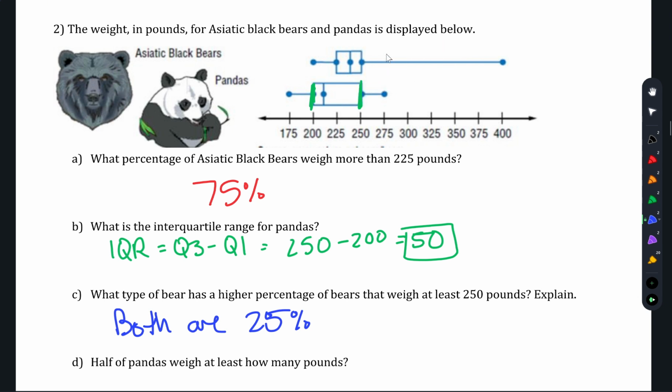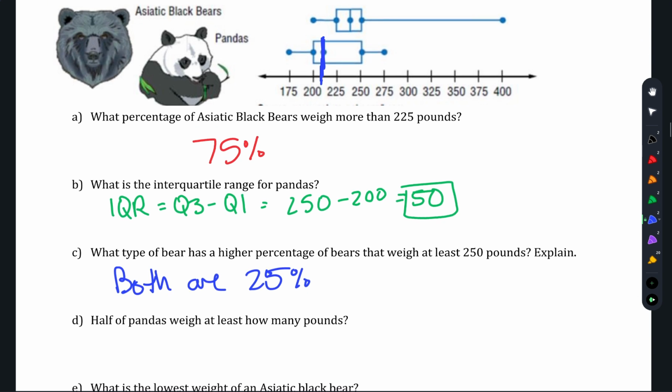Okay. Half of pandas weigh at least how much? Halfway is our median. Remember, median means middle. So let's call that, I would say 210. 240 would be over here somewhere. You want to look at the pandas, not the black bears. So this is about 210.